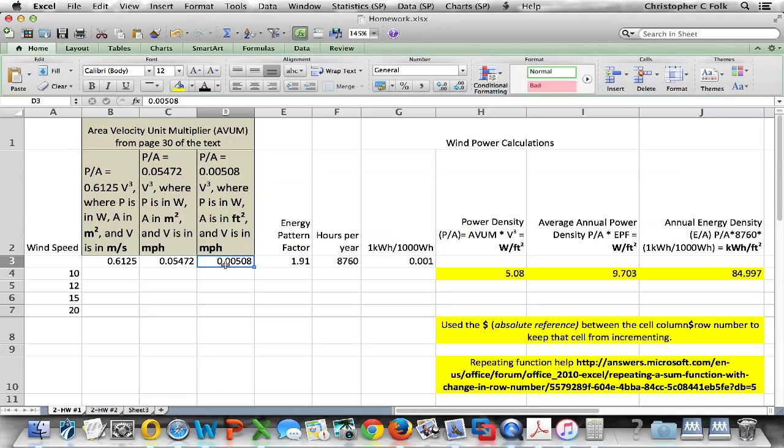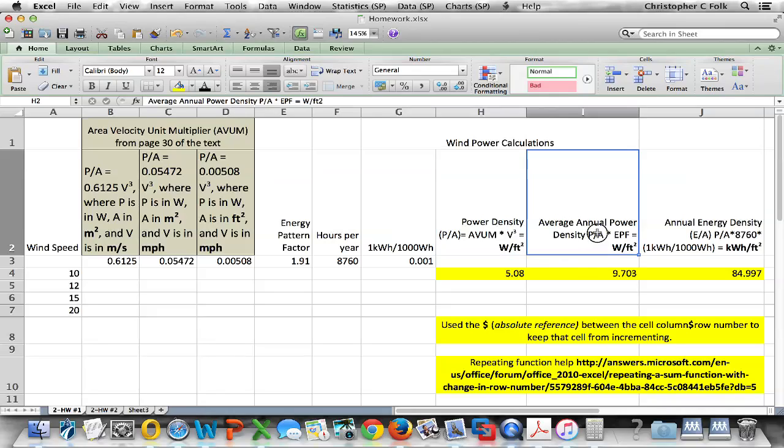Again, the worksheet gives me the ability to repeat functions and do math very quickly. Over on the left column, I put in the questions, the wind speeds used for questions 5 through 12 here, and I put in my energy pattern factor that I will be using for questions 5, 6, 7, and 8. In questions 9 through 12, I'm going to be multiplying times the number of hours in a year, so I put that in here. And we'll also multiply times 1 kilowatt divided by 1,000 watts. So I added all that in here. So this column is going to be my power density in watts per square foot.